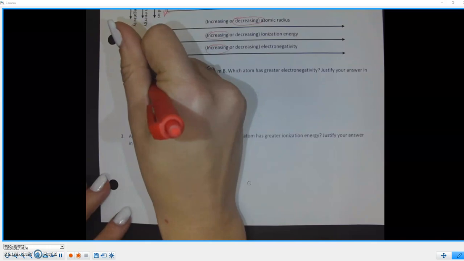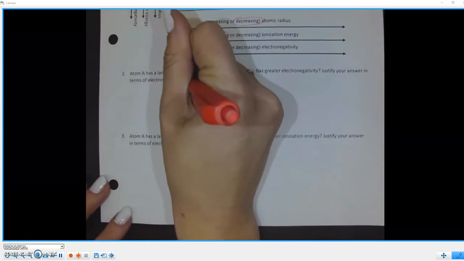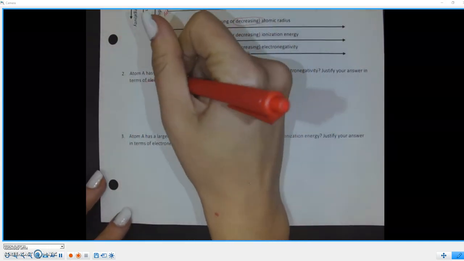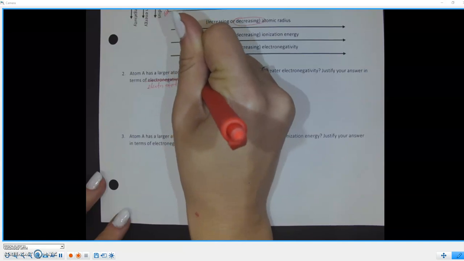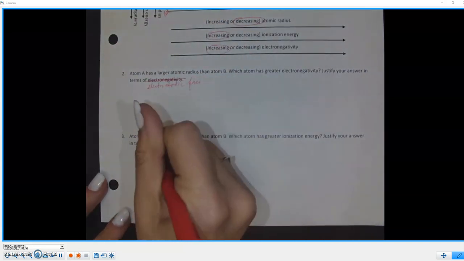So let's think through this in terms of electrostatic force. So everyone, I apologize. I wrote in terms of electronegativity. I meant to say in terms of electrostatic force. So will you please change that on number 2 and number 3?